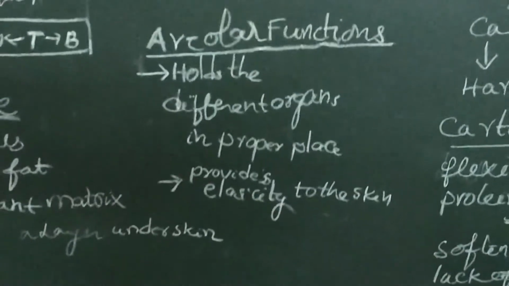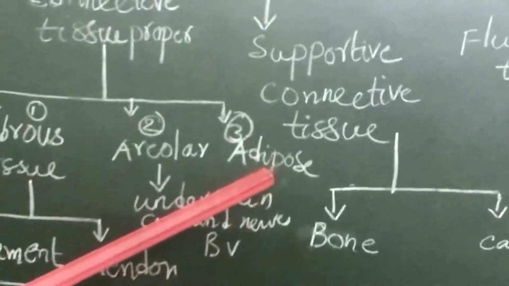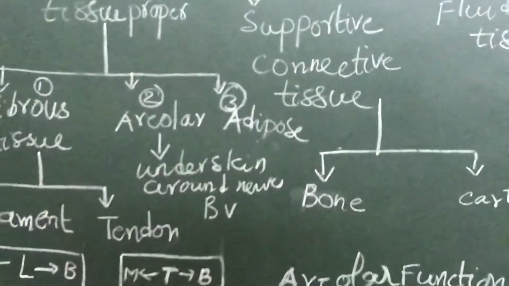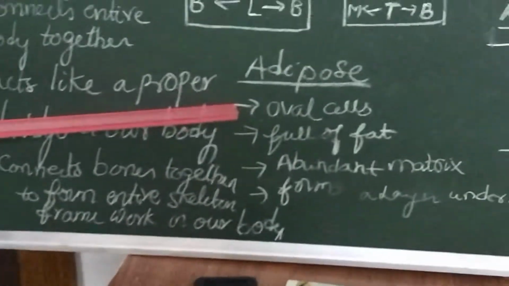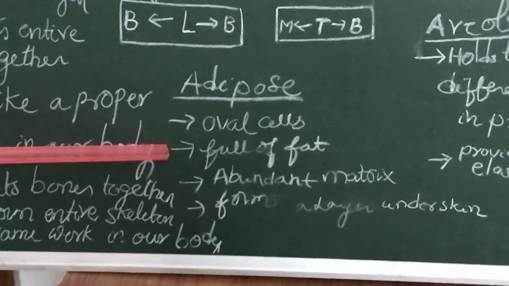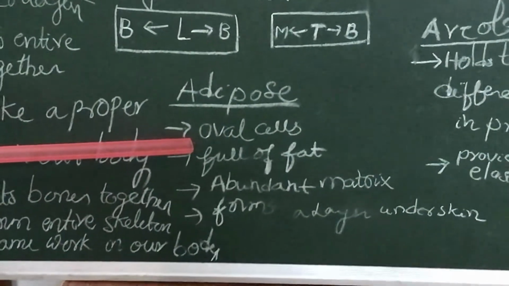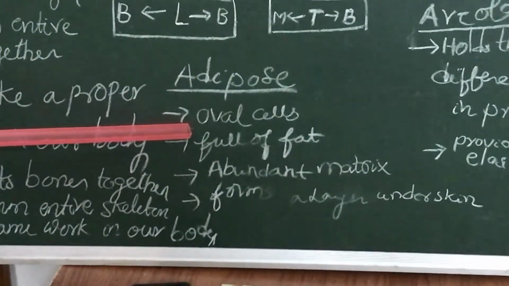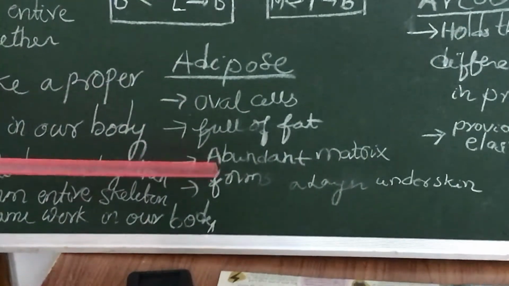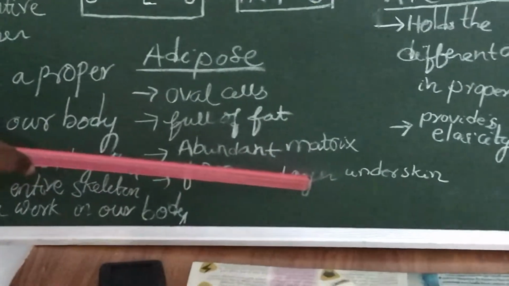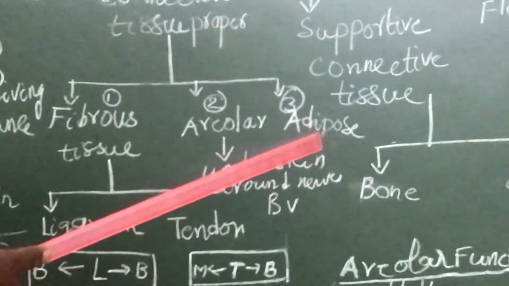Now coming to another connective tissue proper, adipose tissue. This adipose tissue has oval cells. The cells of adipose tissue are oval in shape, and these oval cells are filled with fat, and there will be abundant matrix in these adipose tissues when you observe them under a microscope. And this adipose tissue forms a layer under the skin.